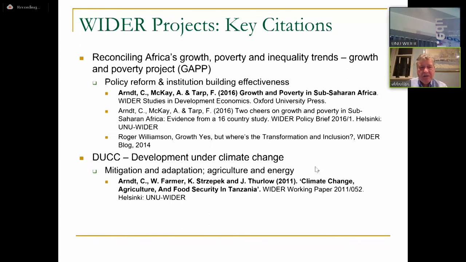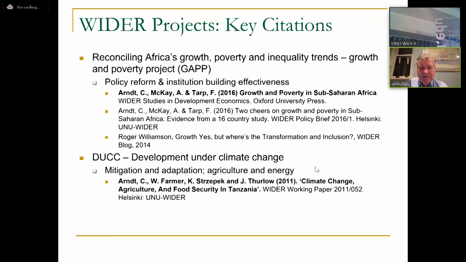It has also been a project by Arndt, McKay, and Tarp under the Reconciling Africa's Growth, Poverty, and Inequality Trends. They looked at 16 case studies and asked how policy reform and institution building was working in those cases. And I think this is an example of something that needs to be followed up on and done more often, because this is one of the keys to improving agricultural assistance.